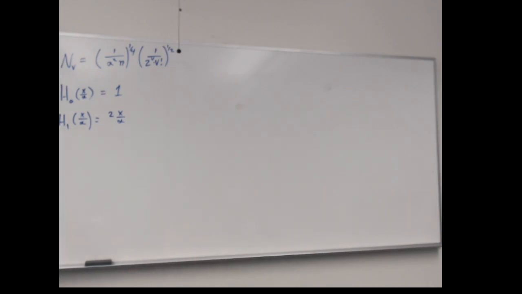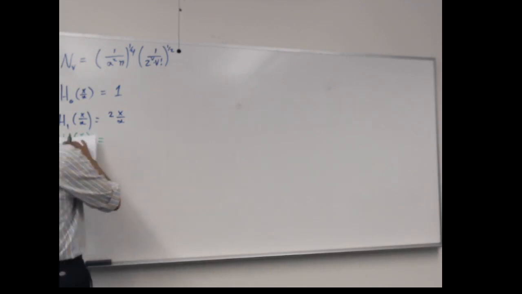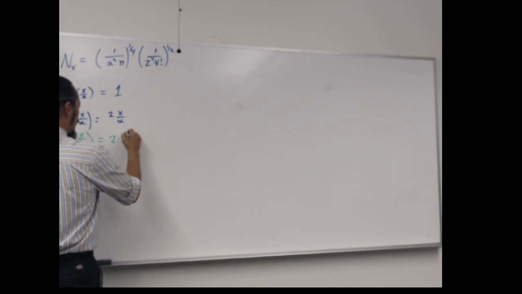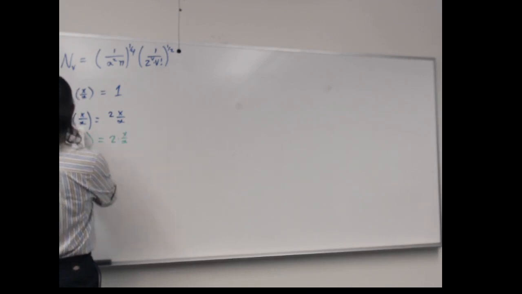But you end up with this situation where, I'll write it like this. H2 of x over alpha is going to be equal to 2 times x over L. Make sure I'm not messing this up.